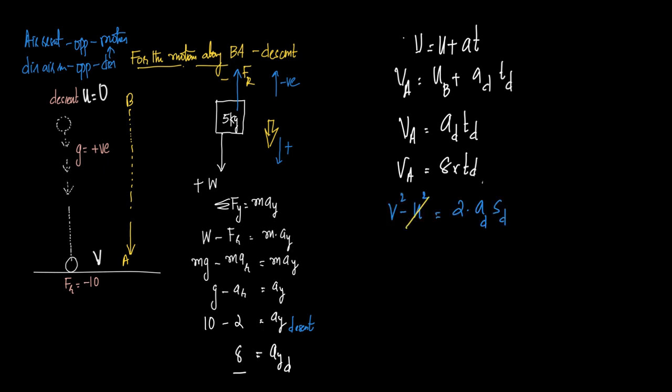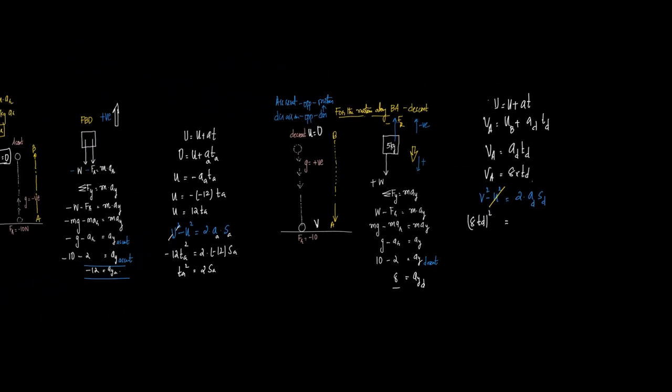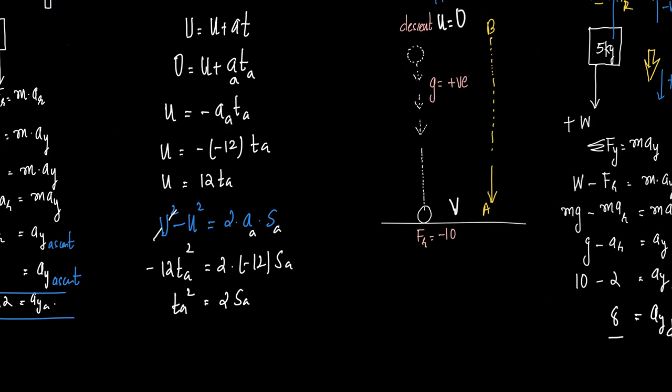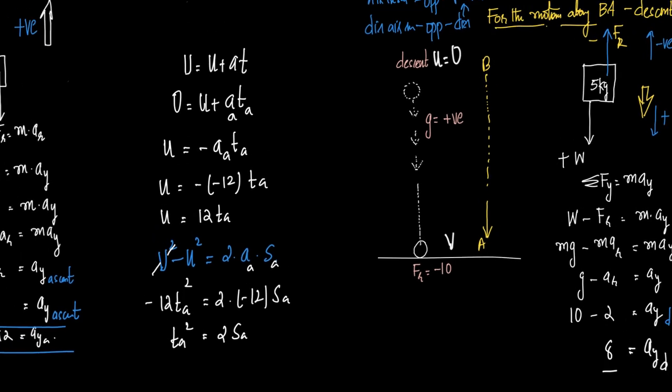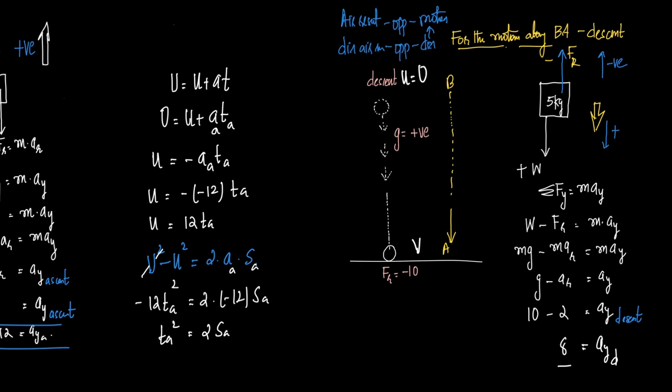And what is 0? U is 0. What is va? It is 8 times td. So we have 8 times td, the whole square is equal to, did I miss the square portion in the last step? Yes, I did. U is 12 ta, which means there should be 12 square ta square, right? So 12 square ta square is equal to 12 into ta. So this is by 12. My bad. Okay.